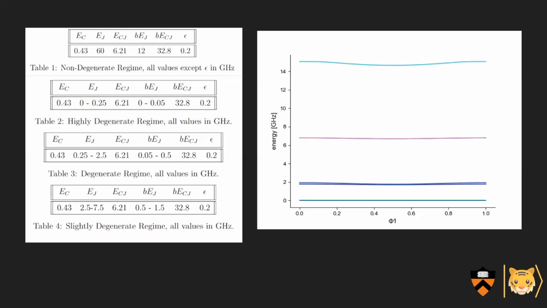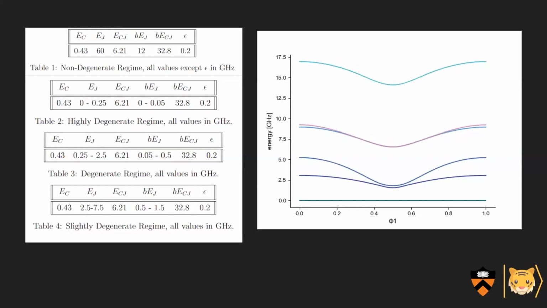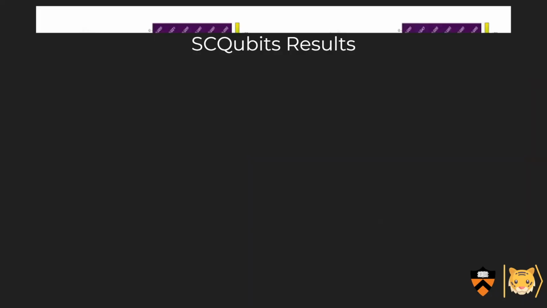And this is a small depiction of how, as we increase the Josephson energy, we get more and more energy levels. It's a nice illustration of that.